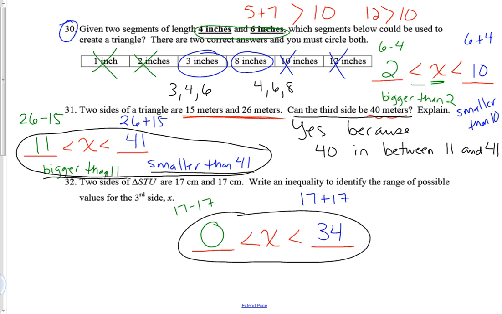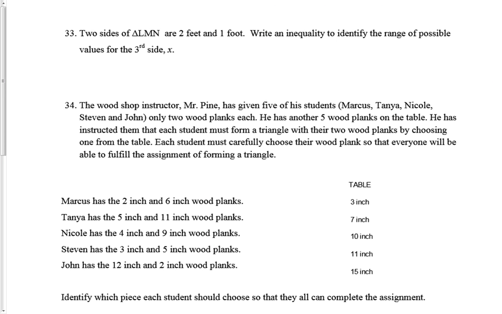Next page. Number 33, we have two sides of a triangle are 2 feet and 1 foot. Write an inequality to identify the range of possible values for the third side, x. So I start by writing my inequality, and I'm going to fill in the blanks. For the first blank, I subtract the two lengths I've been given, and 2 minus 1 is 1. So that means x has to be larger than 1. For the other end, I add the 2 and 1, and that is 3, and that tells me that x has to be smaller than 3.